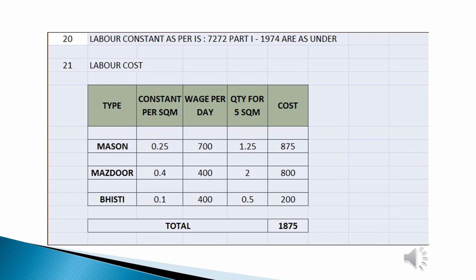Now quantity multiplied by the wages, we got the cost. For mason it is 875, for mazdoor it is 800, for bisti it is 200. So total cost is coming 1875.